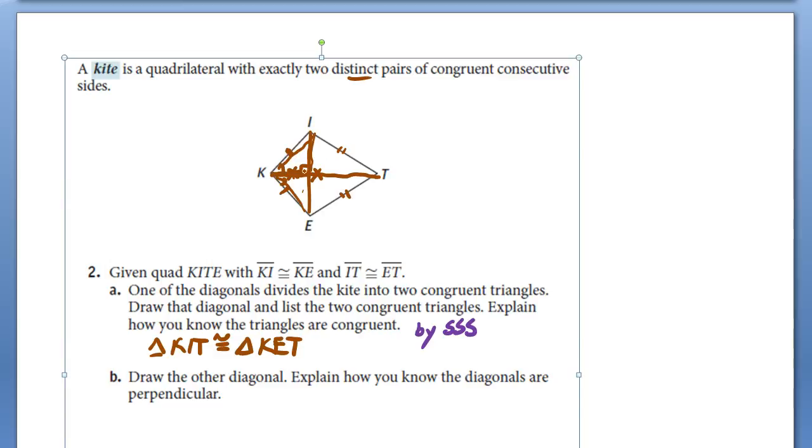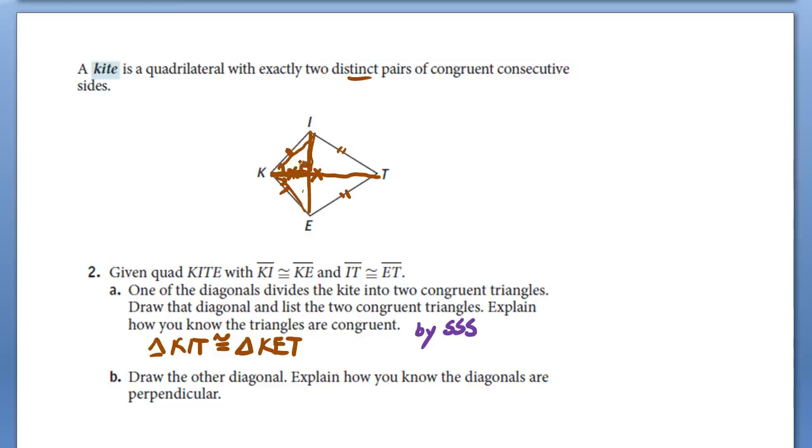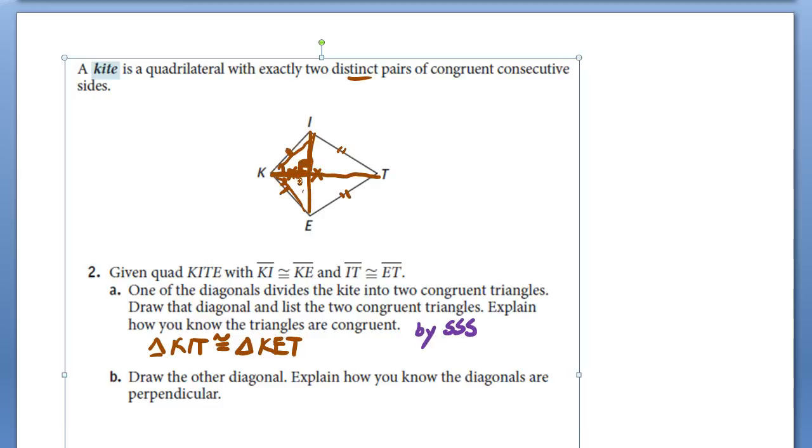Because those triangles are congruent, then we know that this angle must be congruent to this angle, again because corresponding parts of congruent triangles are congruent. And if we have two equal-sized angles that create a straight line, then they must be a linear pair, and they have to be 90 degrees. So that's why we know that they're perpendicular.